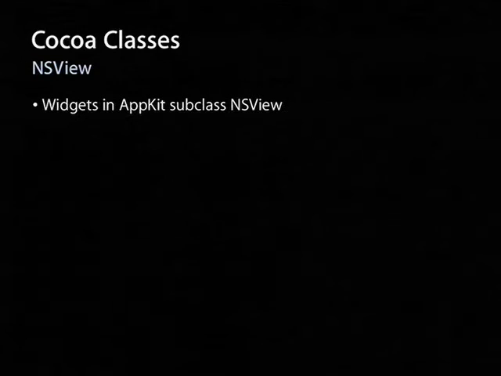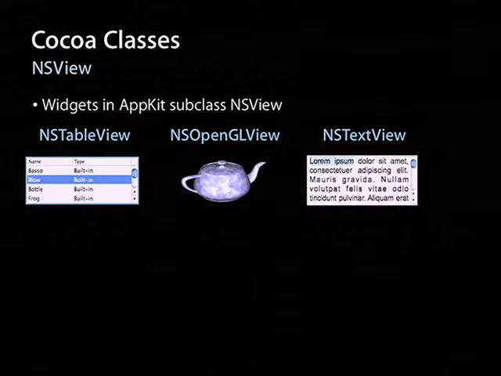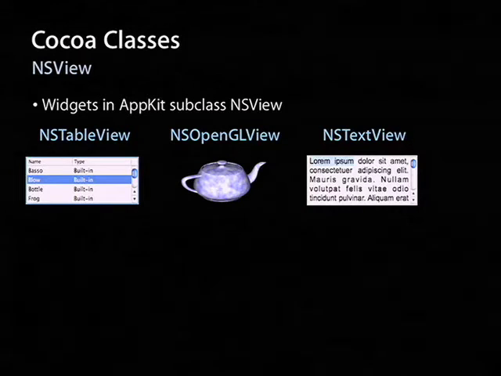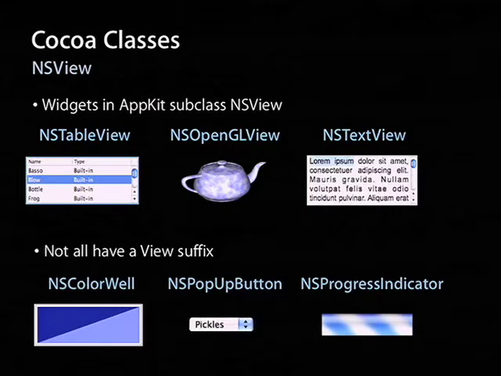And most widgets, controls in AppKit are subclasses of NSView. So table view and OpenGL view and text view all subclass NSView. But don't think that every subclass also has view in its name. So ColorWell and PopUpButton are all subclasses of NSView, but they do not have view in their name.